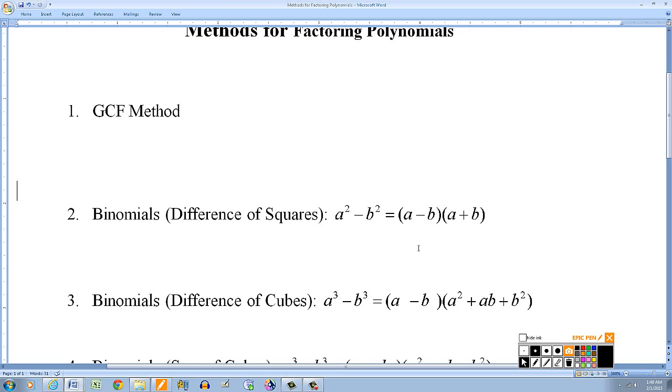Now, if you're again dealing with binomials where you have a difference of cubes, a cubed, for example, minus b cubed is equal to the difference of the cube roots, which would be in this case a and b. A minus b then would be one factor. The other factor would be the square of the first root plus the product of the two roots, a and b, plus the square of the second root, in this case b squared.